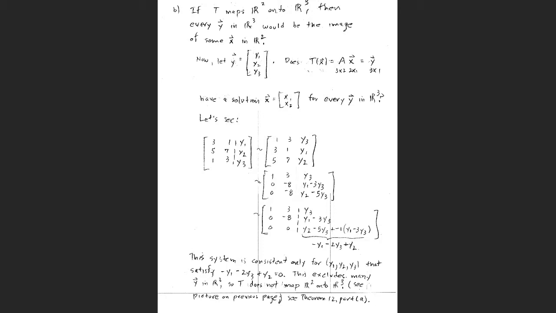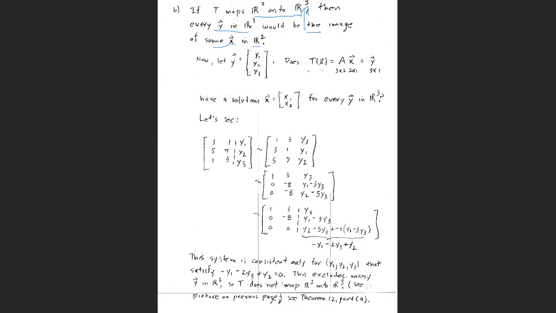So if we go to the solution for part B, if T were to map R squared onto R cubed, this is R cubed here. If T maps R squared onto R cubed, then that would mean every vector y in R cubed would be the image of some vector x in R squared. So every vector y in three-dimensional space would have to be the image of some vector x in R squared. Okay, well, let's see if that's true.